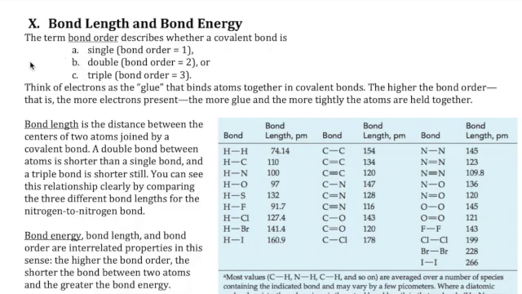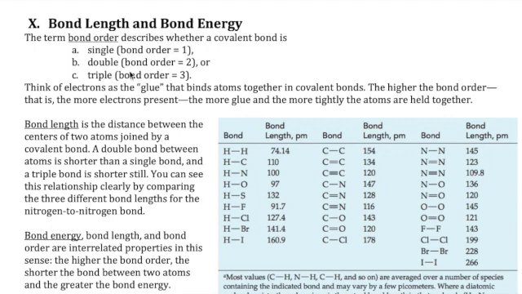The concept we're going to talk about in this chapter about chemical bonding is the idea of bond length and bond energy, and specifically how we can use it to calculate the enthalpy of a reaction. So the first thing is, we've been talking about single, double, and triple bonds in drawing Lewis structures.